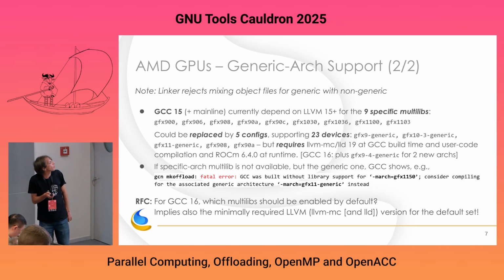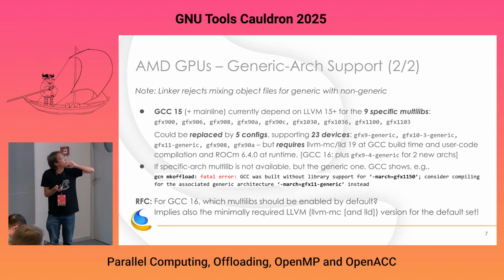The generic ones, and the 2 which don't have the generic ones, but we see a new runtime on the user side, a new linker and assembler. I don't know what to do there, that's kind of the question. If the specific ones are not available but the generic ones are, we have, for the offloading part, a nice error saying, well, use the generic one. Like an example there. That's a bit this side.